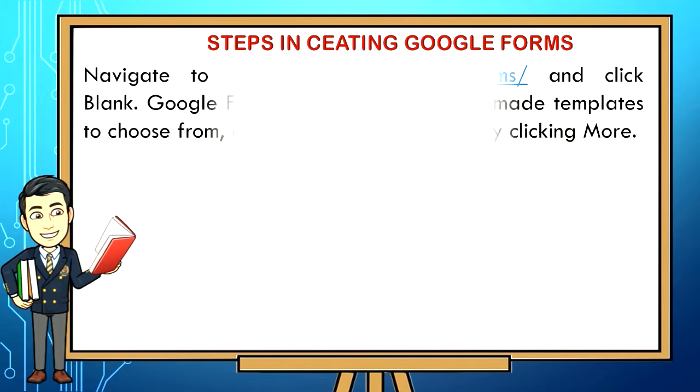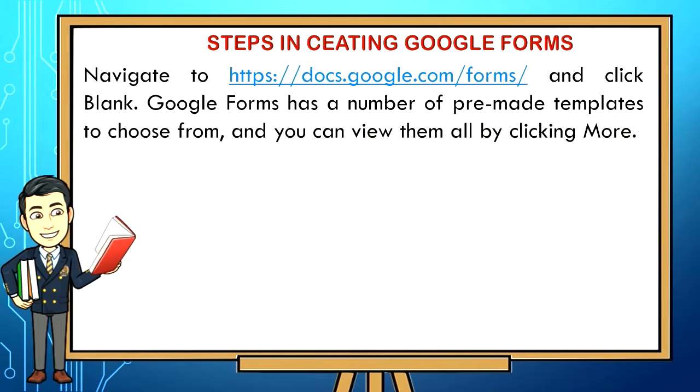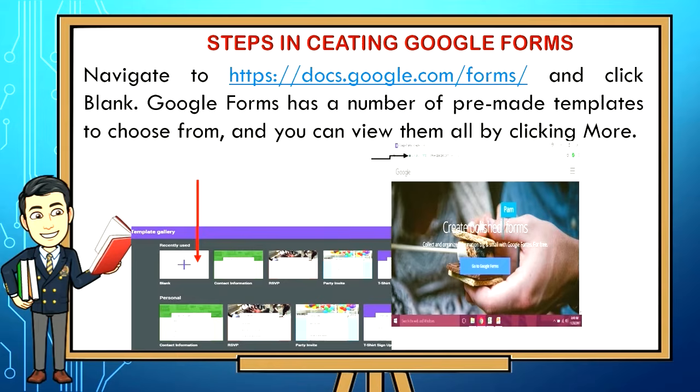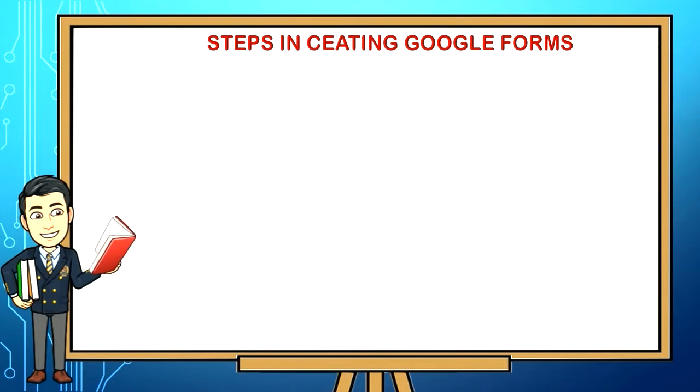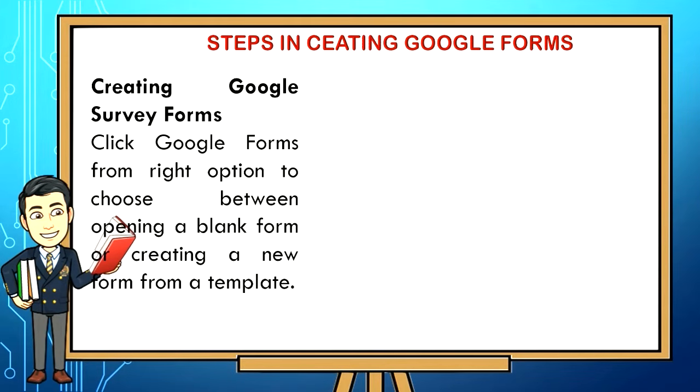1. Navigate to https://docs.google.com/forms/ and click blank. Google Forms has a number of pre-made templates to choose from, and you can view them all by clicking more. 2. Creating Google survey forms. Click Google Forms from the right option to choose between opening a blank form or creating a new form from a template.